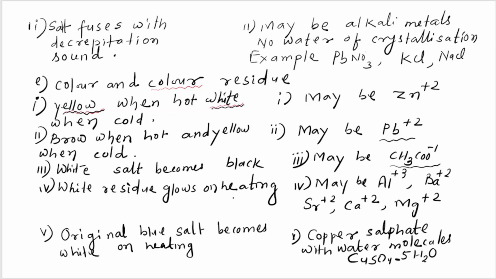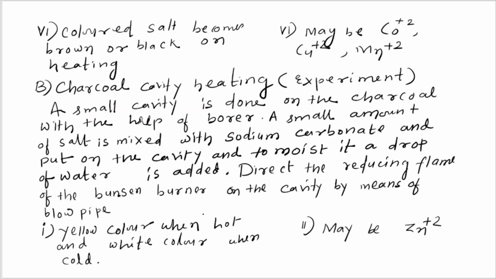Original salt is blue, as I told a few minutes back. Original salt is blue and becomes white on heating. Becomes white means after heating there are no water molecules. So without water molecules it changes to white. So copper sulfate with water molecules is blue in color. Then next, what happens?